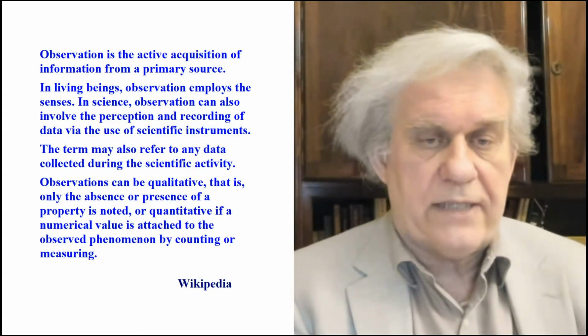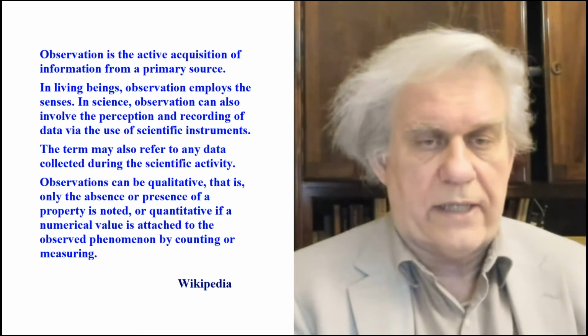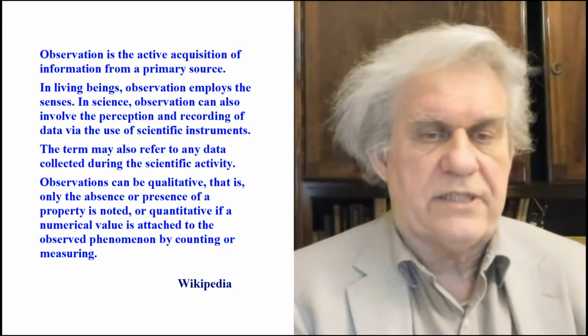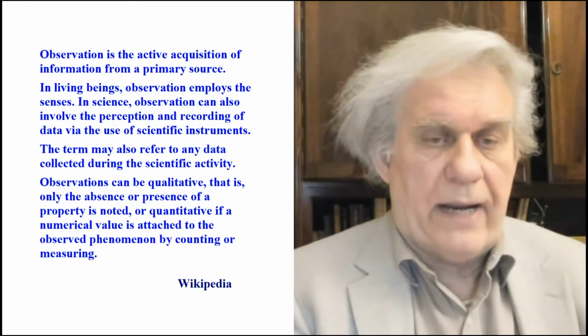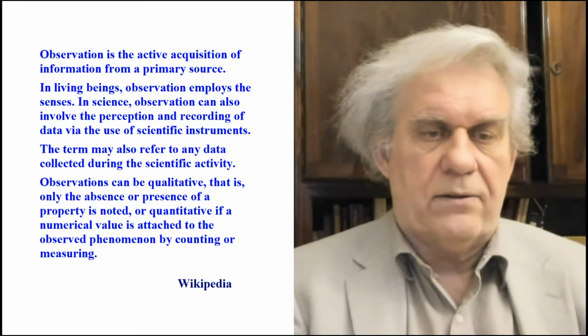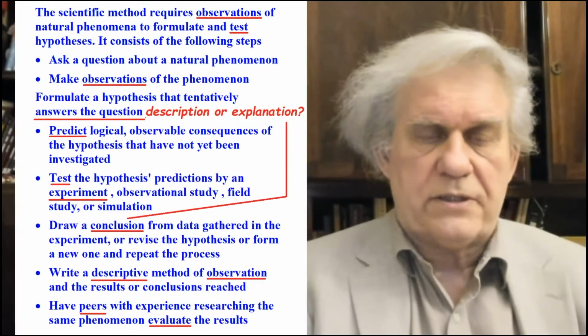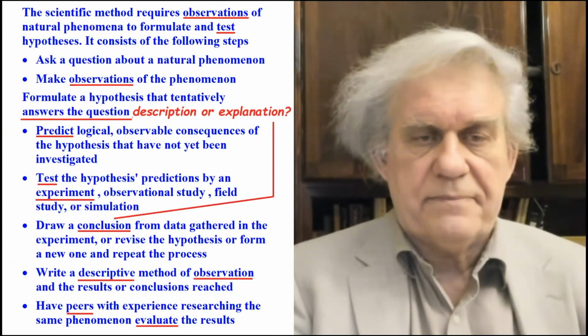Observation can be qualitative, that is, only the absence or presence of a property is noted, or quantitative, if a numerical value is attached to the observed phenomenon by counting or measuring. Okay, so that's what observation is all about. It's collecting data, essentially, or at least one of the key features of observation is that. Let's see if this works. Here it is. Widen it up here a little bit.